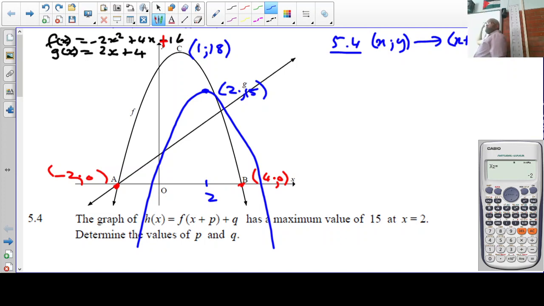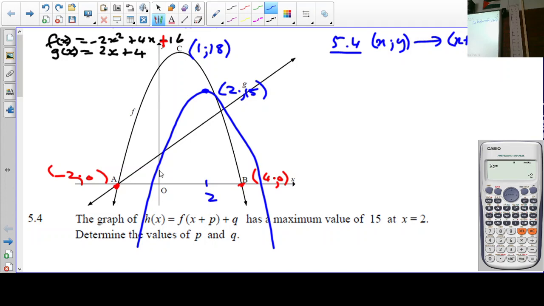Now this is the transformation. If it's on your equation, then it's the additive inverse. Okay, can you see it? Right. But let's see what the question says. Determine the values of p and q. The q is no problem.